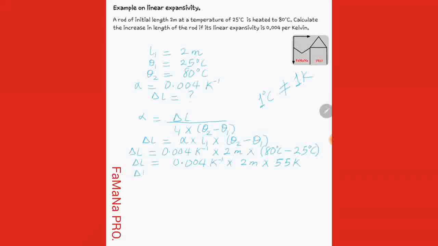So the change in length or the increase in length will be, if you use your calculator, 0.004 multiplied by 2 multiplied by 55. And so you are going to get 0.44 meters, simply because the Kelvin here and the per Kelvin here will cancel each other. That is 1 over Kelvin, that's per Kelvin, multiplied by Kelvin. Kelvin will cancel Kelvin, so meters will be left. So the increase in length of the rod will be 0.44 meters.